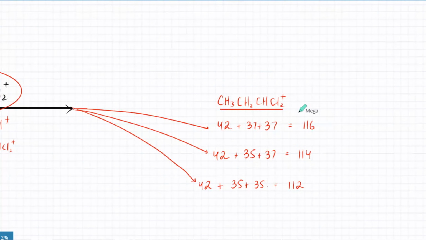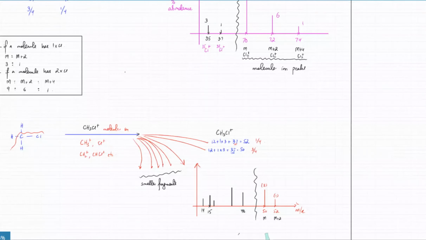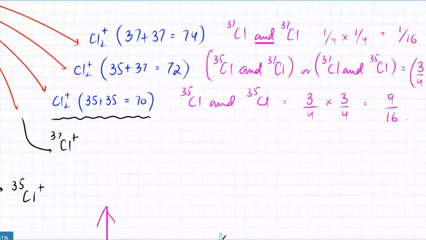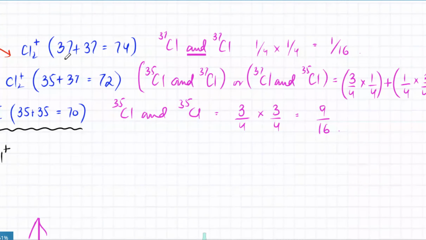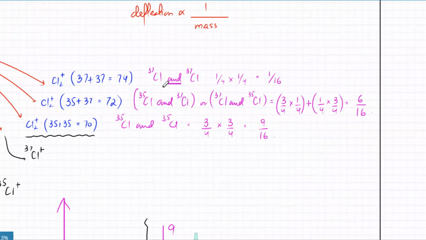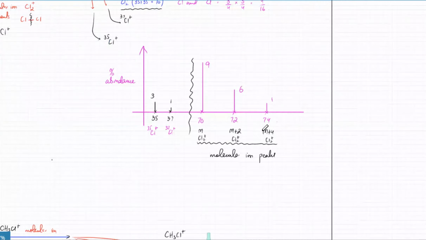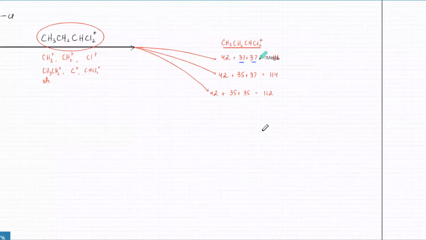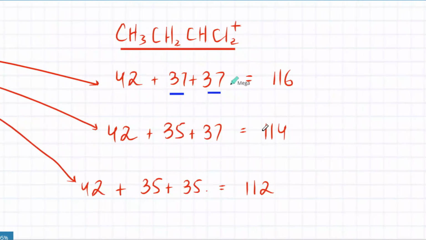So we already did this. What's the probability of getting both Cls as 37? We already did that. That's 1 by 16. What's the probability of getting one of the Cls as 35 and the other as 37? That was also calculated. That came out to be 6 by 16. And what's the probability of getting both Cls as 35? That's 9 by 16. So I'm going to apply the same probability to this molecule. For both Cls 37, the probability is 1 by 16.